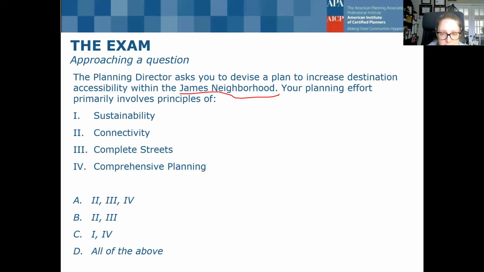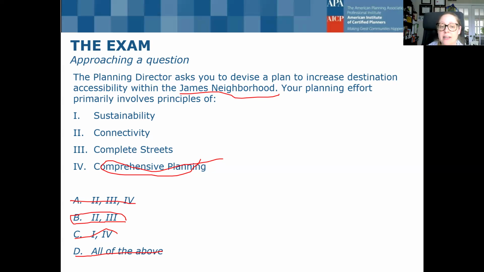Okay, so I'm looking at this again. The planning director wants you to create a plan specifically for the James neighborhood. So I'm looking down this list, and right off the bat, I'm like, okay, well, I ain't doing a comprehensive plan for a neighborhood update. That's for sure. So I know that option 4 is not going to involve making a comprehensive plan for the James neighborhood. So here goes option number 4, and then all the above, because that includes option 4. And all of a sudden, just like that, I am left with my answer.